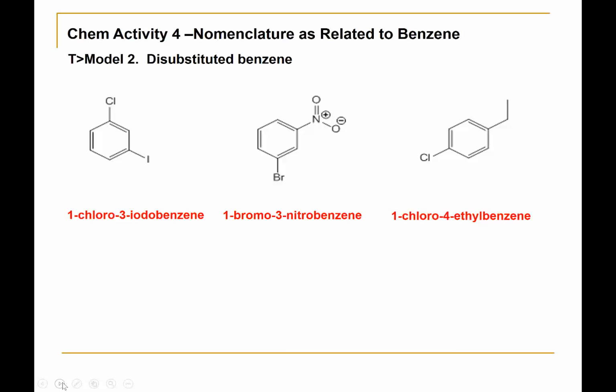Now, there's no particular reason why on the benzene ring, any one of these substituents would be number 1. Therefore, we designate the number 1 according to the alphabet. So we list chloro before iodo, bromo before nitro, and chloro before ethyl. And therefore, the first substituent that's mentioned will have the number 1. We can also indicate the relative position of these substituents using the ortho, meta, para prefixes. So in the first example, this would be meta-chloroiodobenzene, then meta-bromonitrobenzene, and then finally para-chloroethylbenzene.